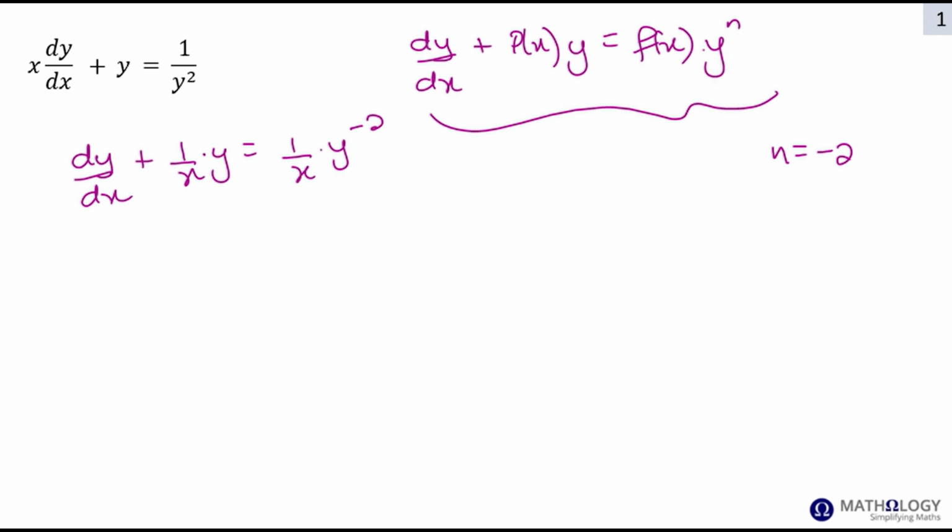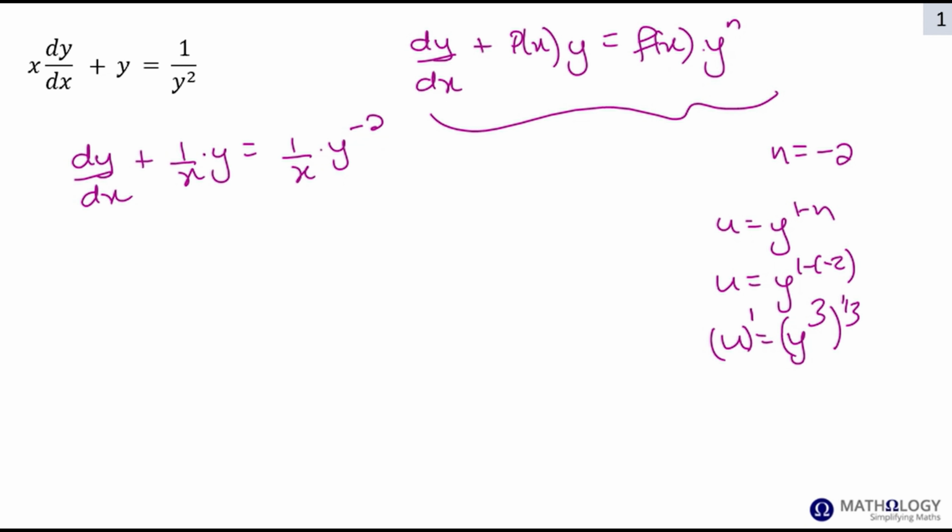So the substitution we're going to use, u equals y to the 1 minus n, u equals y to the 1 minus 2. So that will be u equals y cubed. Now, because the differential equation contains y, we just want to make y the subject here. So we're going to raise both sides to the power of a third. So y equals u to the third.